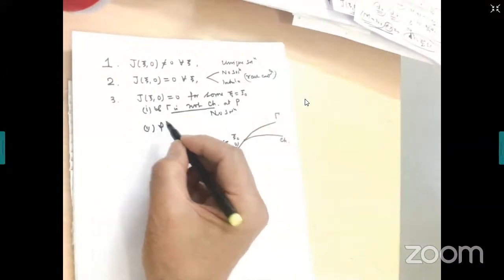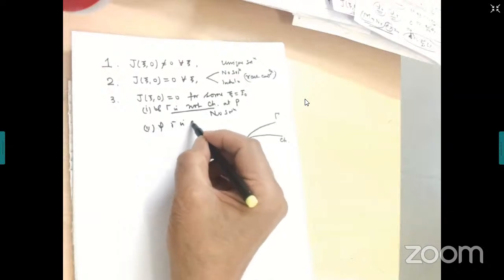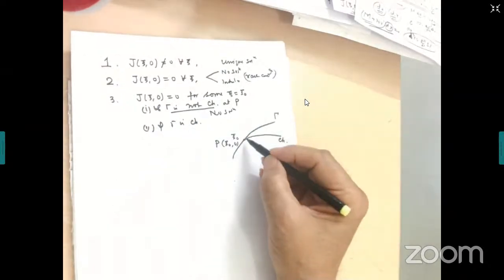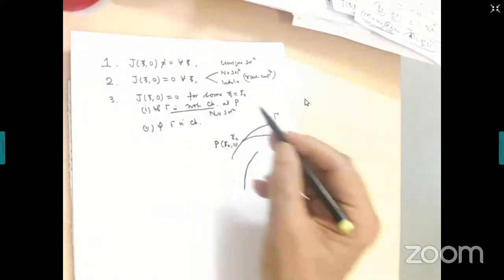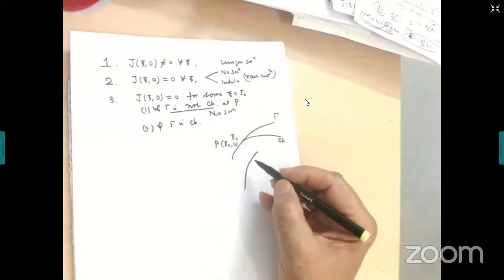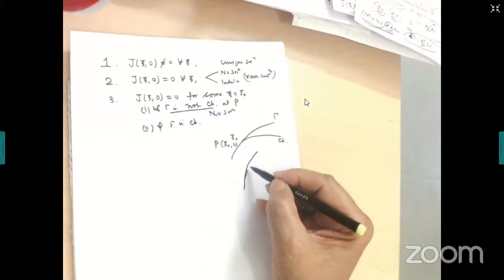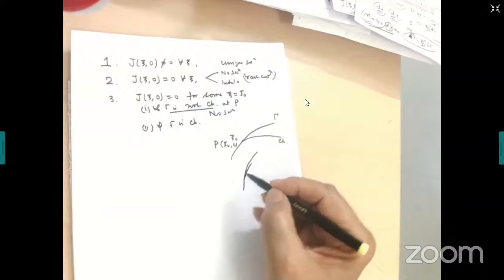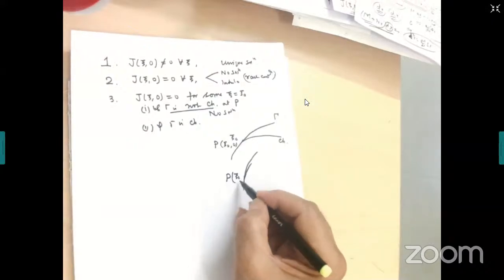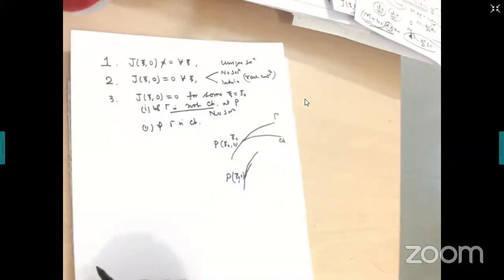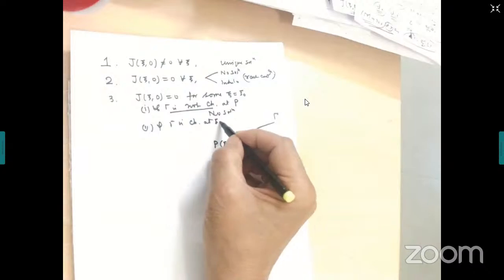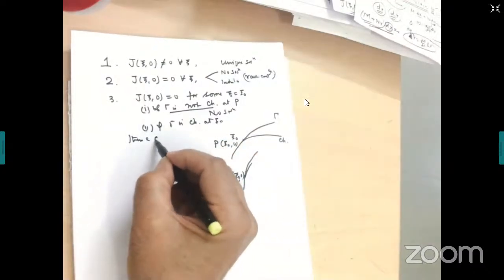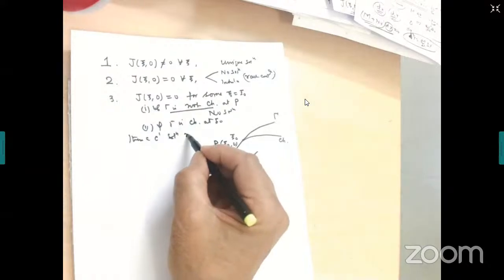Second case, if gamma is characteristic at this point. Gamma is not characteristic means this is the situation, right? Gamma is characteristic means it is tangent to this at the point xi naught. If gamma is characteristic at xi naught, then a C1 solution may exist.